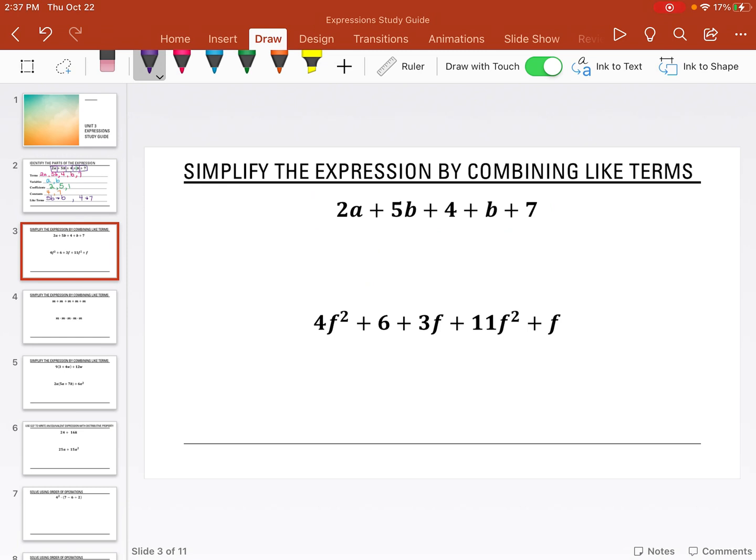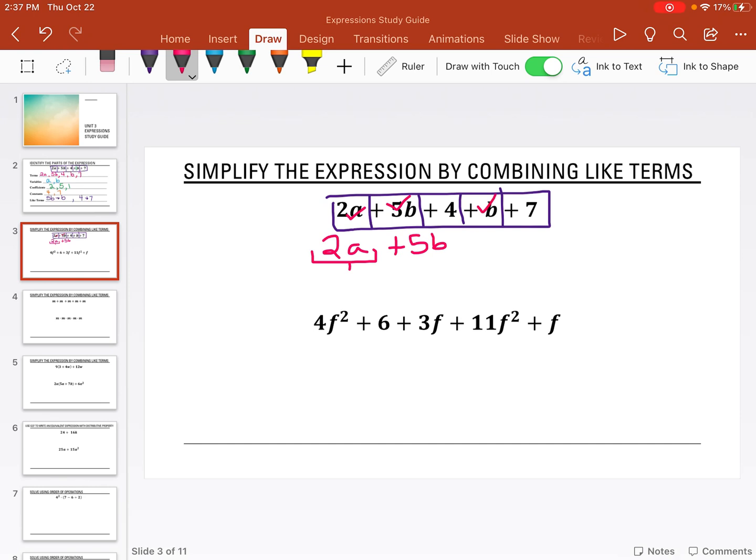All right, simplifying the expression by combining like terms. So again, we're going to start by training it up by boxing our terms. And then I'm going to use my commutative property to rearrange this and change the order so that I can put my families together. So I have 2a, there's my a family, and I just check them off as I go. So plus 5b, and there's a b that goes with it, so plus b, there's my b family, and then my constants, plus 4 and plus 7.